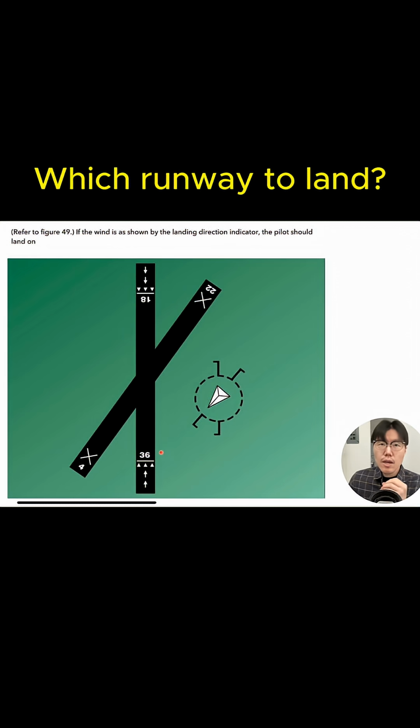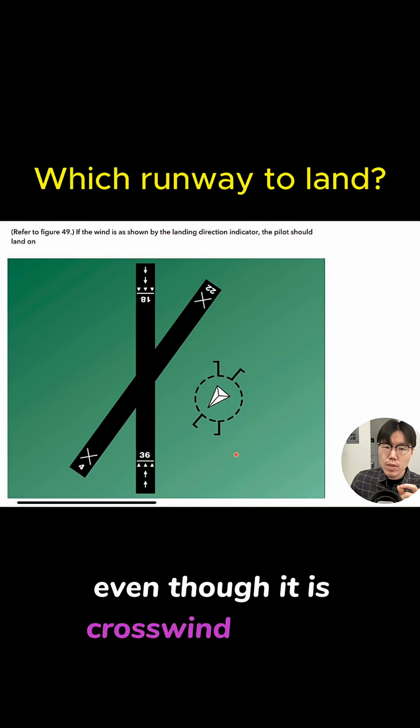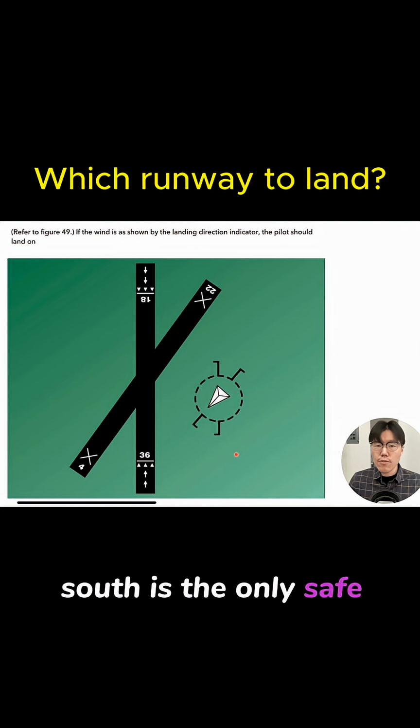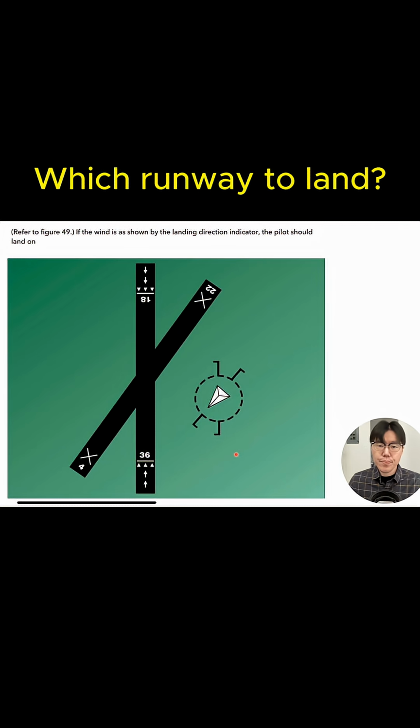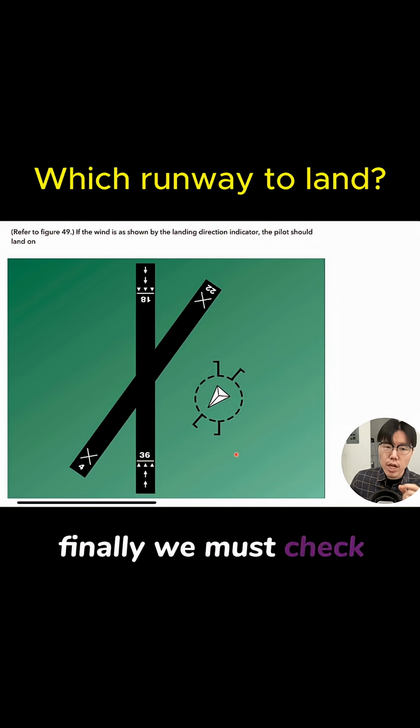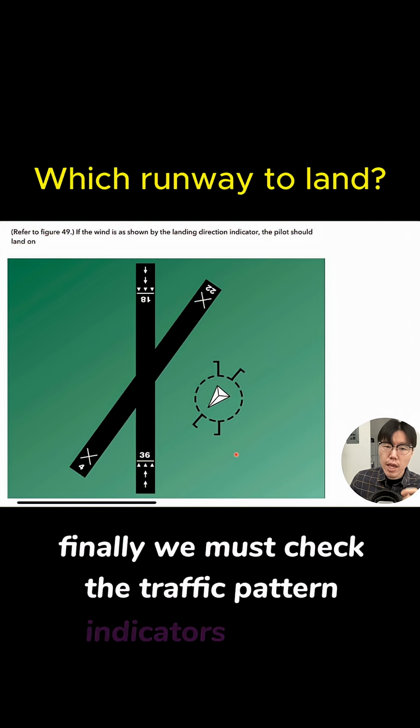Runway 18, landing south. This gives a headwind component. Even though it is crosswind, landing south is the only safe option that keeps our nose pointed generally into the wind. Finally, we must check the traffic pattern indicators.